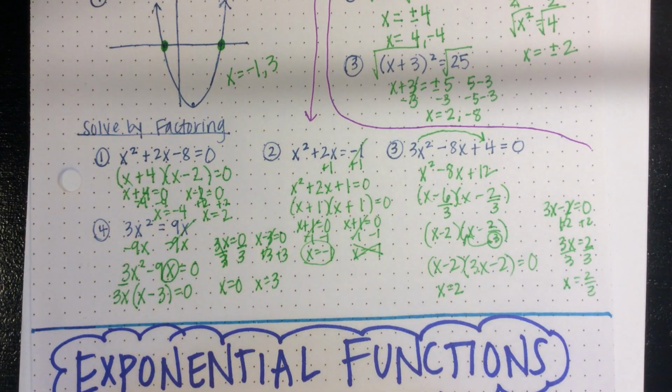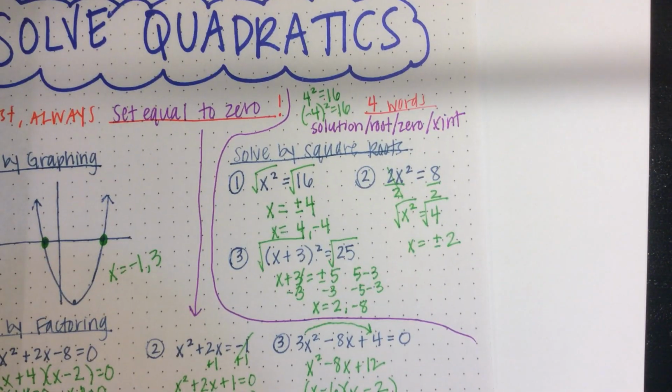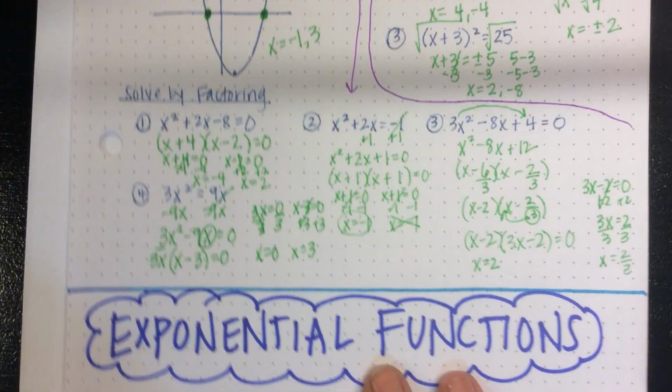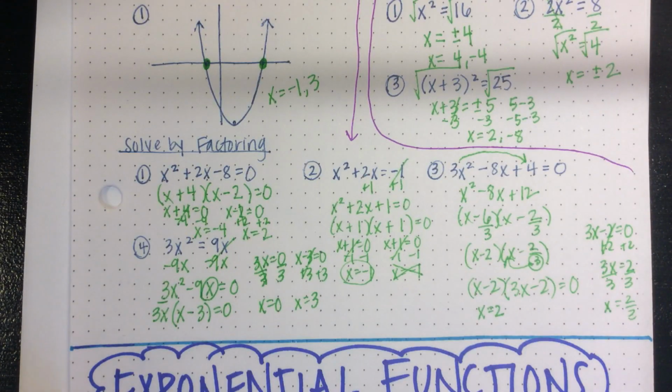Okay, so solve by graphing: find your x-intercepts. Solve by square root: get the x squared by itself and then square root both sides. And solve by factoring: set every factor equal to 0 to figure out what x is.